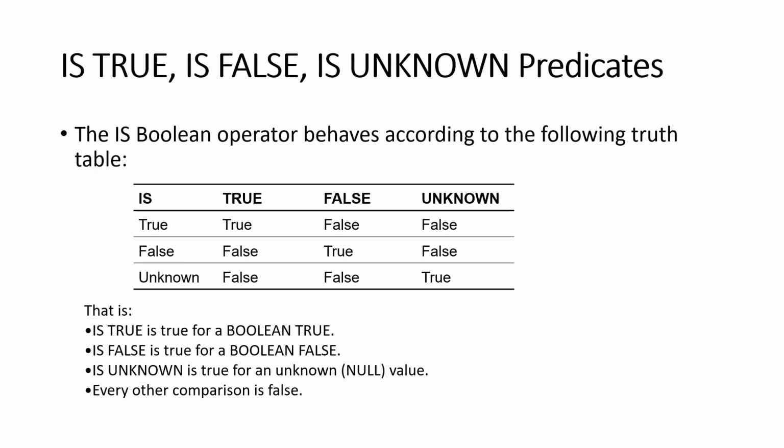Now we have the is true, is false, is unknown predicates. The is boolean operator behaves according to the following truth table. We have this table present with us. So is true is true for boolean true, is false is true for boolean false, is unknown is true for an unknown null value. Every other comparison is false. So this is the main summary of this table. Thank you very much.